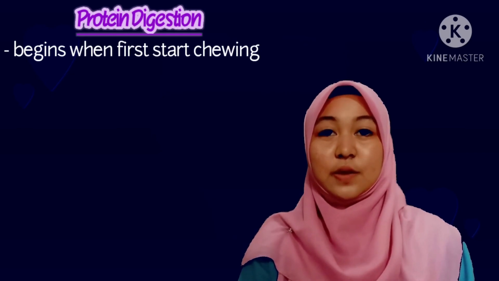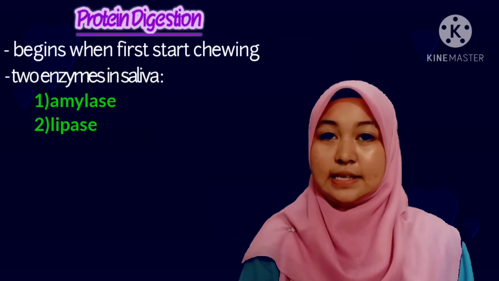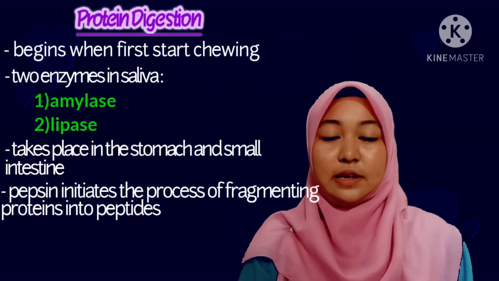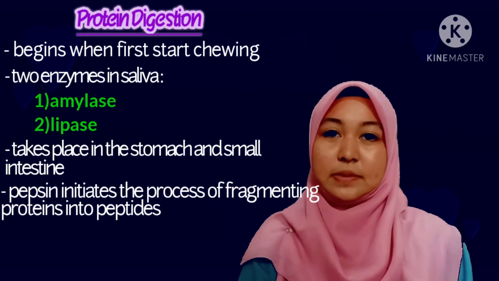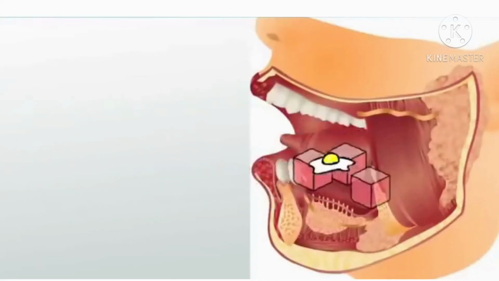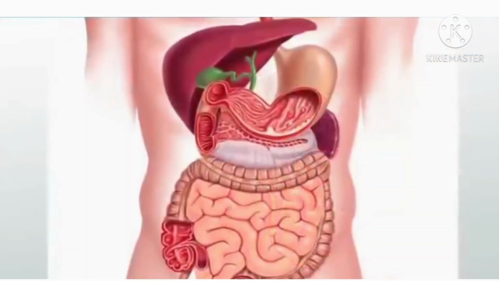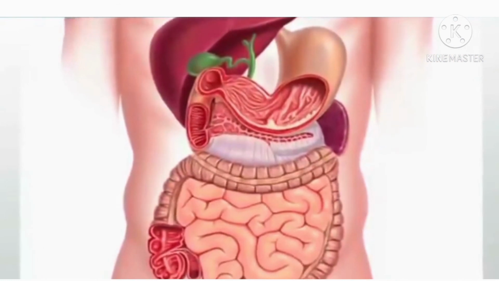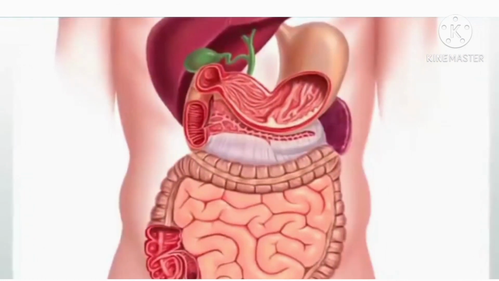Protein digestion begins when you first start chewing. There are two enzymes in saliva called amylase and lipase. Protein digestion takes place in the stomach and small intestine. Pepsin, a stomach enzyme, initiates the process of fragmenting proteins into peptides. Protein digestion is not as simple as eating an egg and magically getting amino acids. A large protein molecule breaks down through a few intermediate steps in the stomach and in the small intestine before it becomes the tiny amino acids.